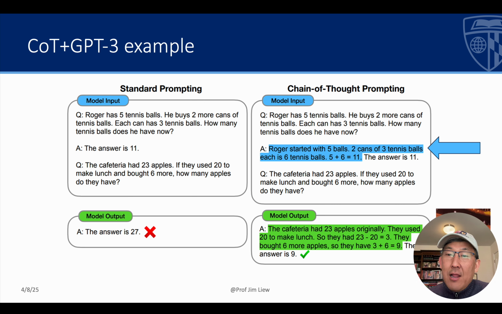Then the LLM starts to think this way. The cafeteria, instead of saying the answer is 27, says, oh, the cafeteria has 23 apples originally. They used 20 to make lunch. So they have 23 minus 20, which is 3. They bought 6 more apples. So they have 3 plus 6 equals 9.